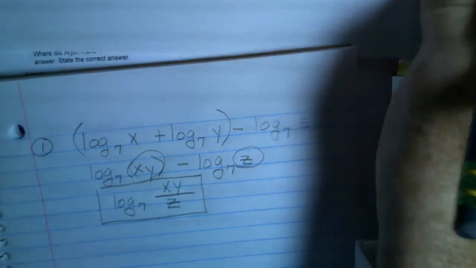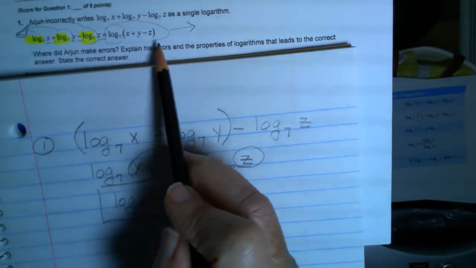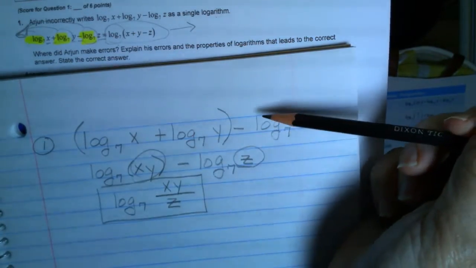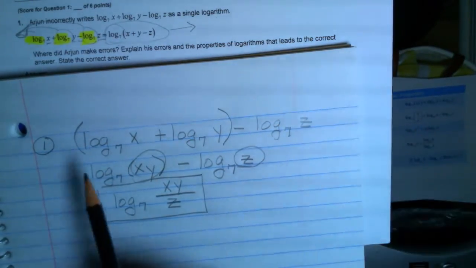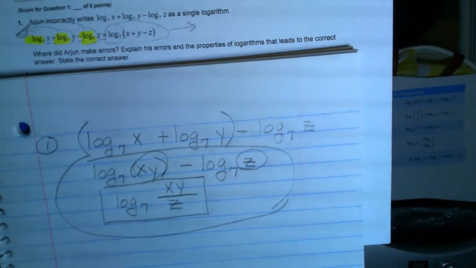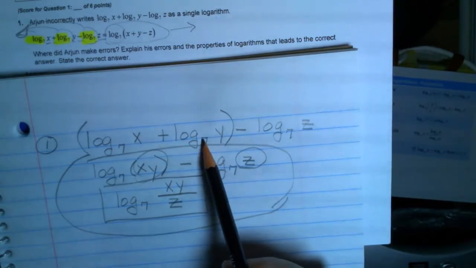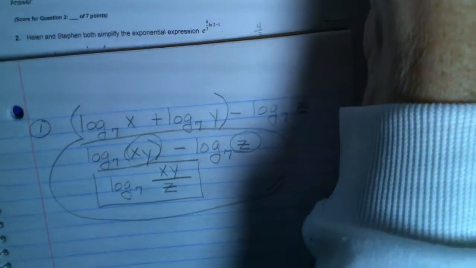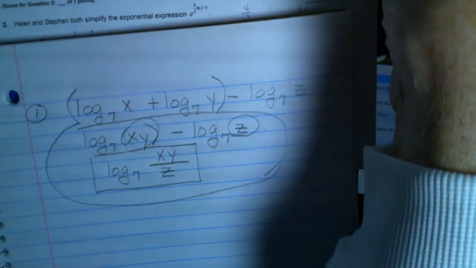And we'll go back, make sure that we've answered the question. Where did Arjun make errors? We've already explained that he doesn't understand the properties of logarithms. He's not applying those. So maybe he hasn't really practiced enough to let that sink in, or maybe he doesn't have these nice handy-dandy notes to guide him. But he's using algebraic properties instead of the logarithmic rules. All right, so we've explained his error and we have stated the correct answer. Now we're going to move on to question number 2.